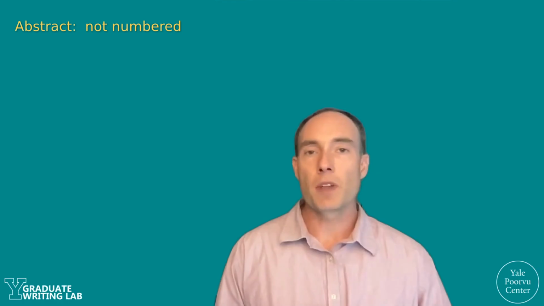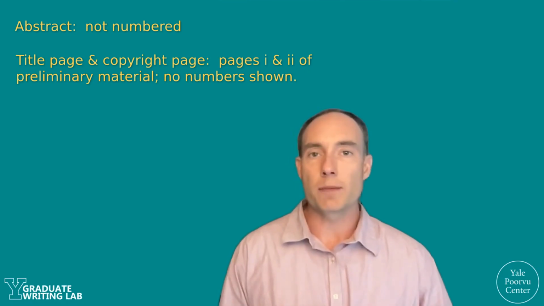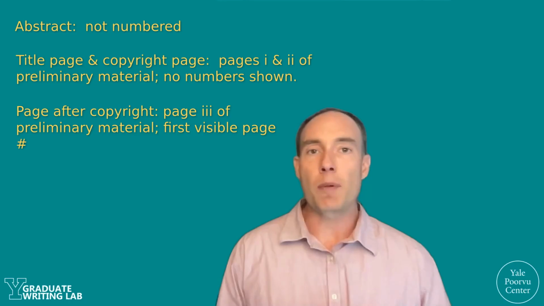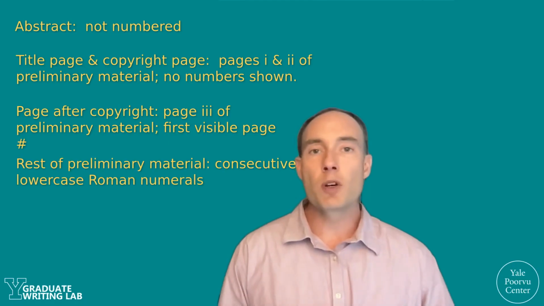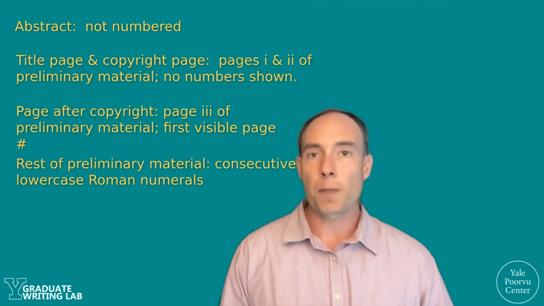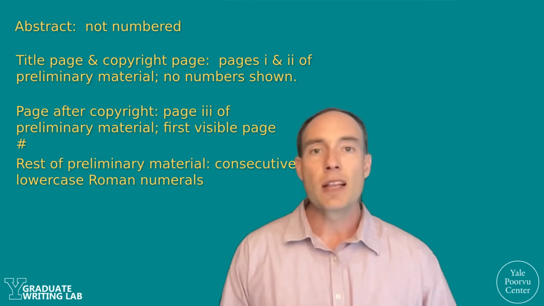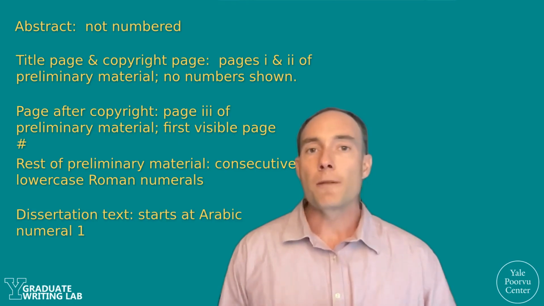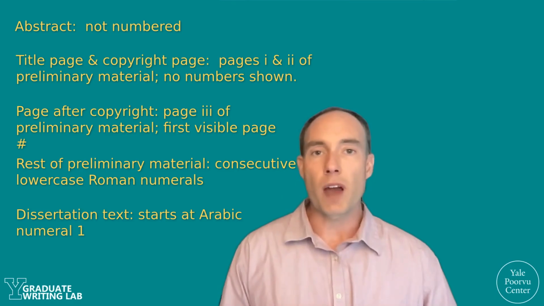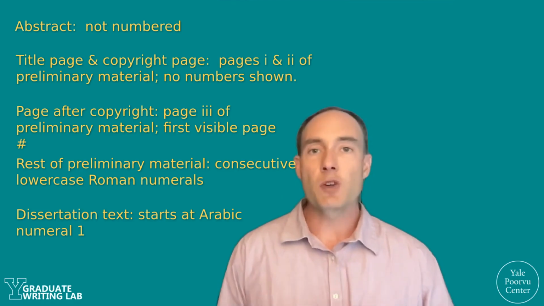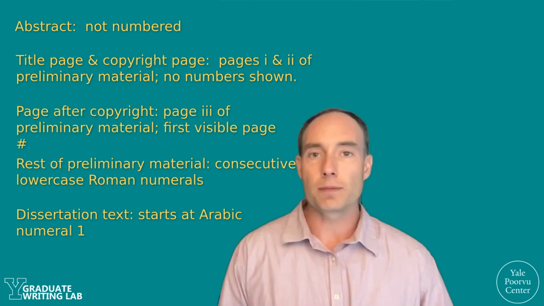What this means in practice is that the abstract isn't numbered. The title page and the copyright page are considered pages 1 and 2 of the preliminary material, but page numbers aren't displayed on those pages. The page number after the copyright page, the third page of the preliminary material, starts with lowercase Roman numeral 3. Those lowercase Roman numerals run through the end of the preliminary material: the table of contents, the acknowledgments, lists of figures and tables. The first page of the dissertation restarts the numbering with Arabic numeral 1, and Arabic numerals run consecutively through the end of the document.